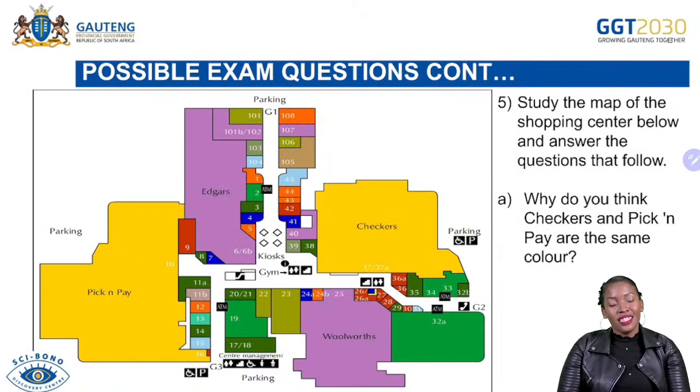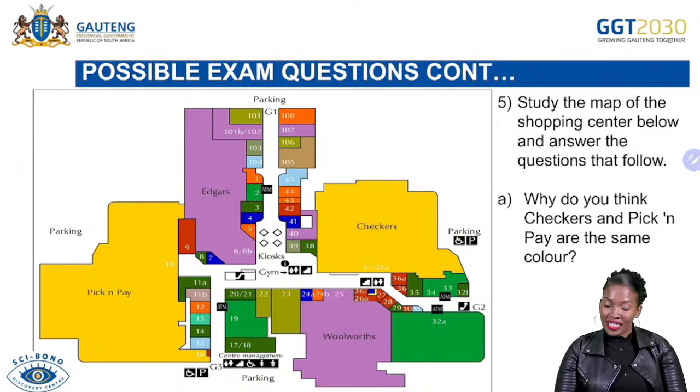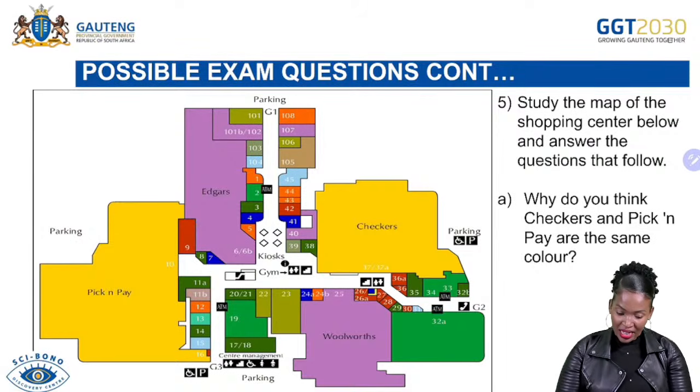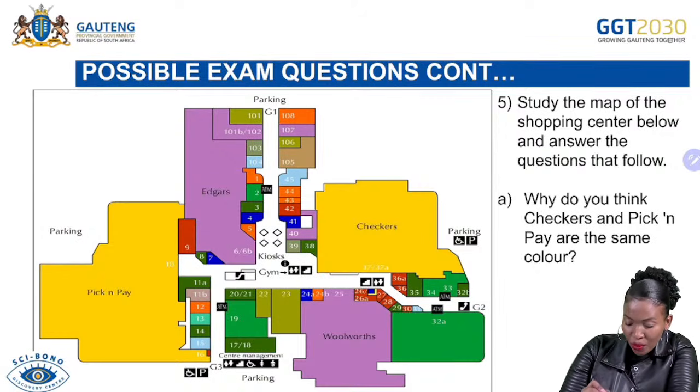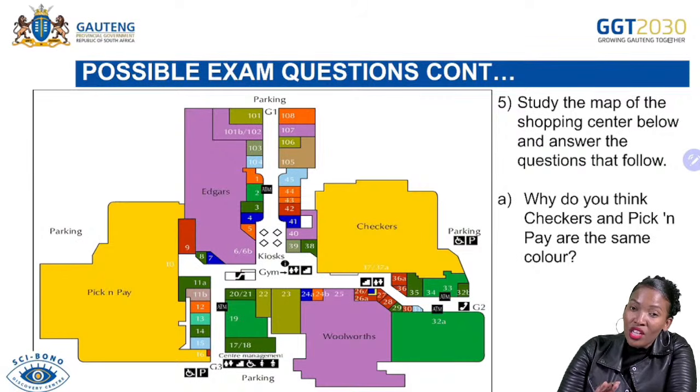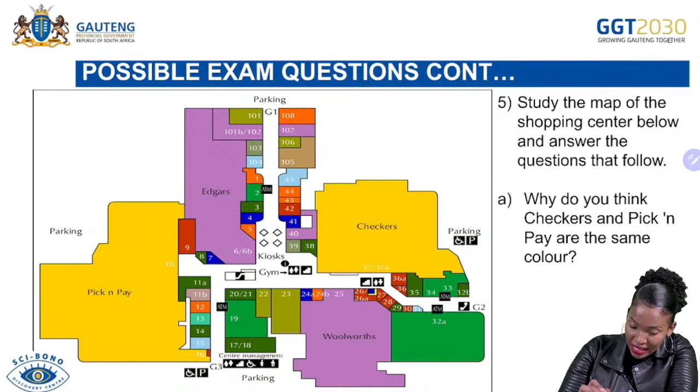A different seating plan, this one. Study the map of the shopping center below and answer the questions that follow. Before we go to the questions, let us first study this shopping center that is given to us. We've got a shopping center, guys, here. I've got some missing information. I was supposed to have indicated the keys here for you guys, but I will quickly break them down for you.